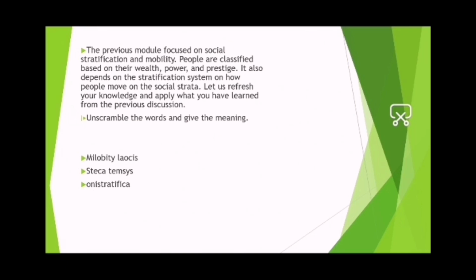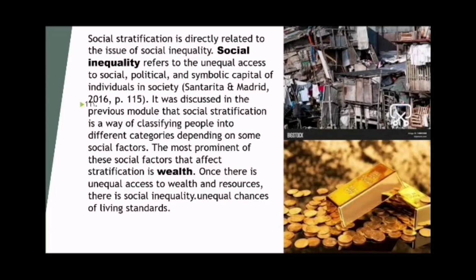As a review, social mobility is a process by which individuals or groups move from one status to another, or from one class to another. People who belong to the lower class may move to the middle class or upper class, depending on how they worked for it. And social stratification is a systematic categorization of individuals and institutions according to their roles and status in the society. People are grouped according to age and different aspects. There are also social desirables such as wealth, power, and prestige in the social stratification. So, moving on with lesson 1 about social inequality.